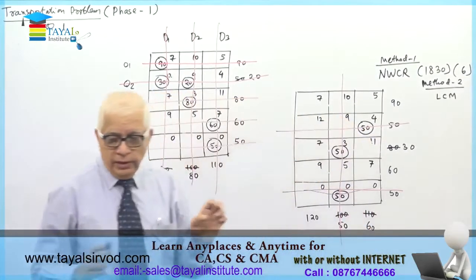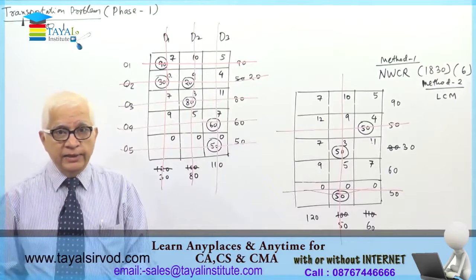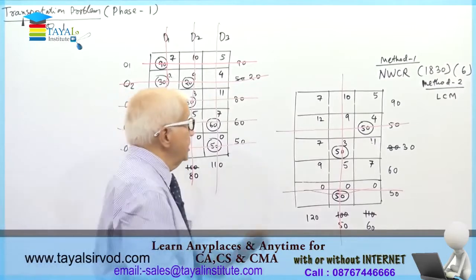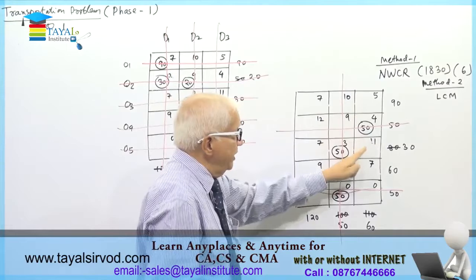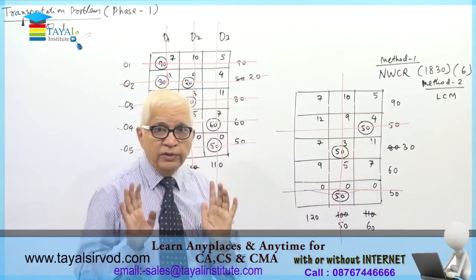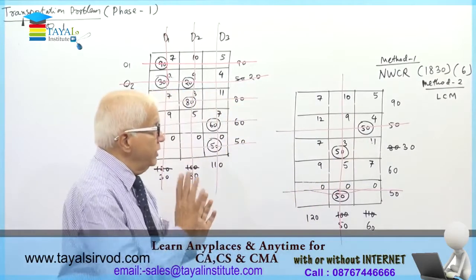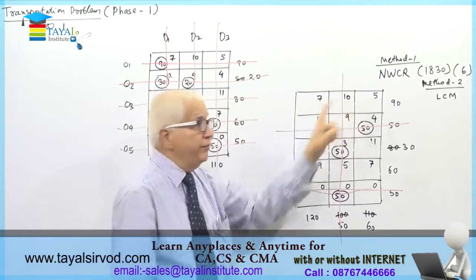Okay. Now look at the remaining matrix. What are the costs? 7, 7, 9, 5, 11, 7. Look at only the cells which are not yet deleted. So out of this, the lowest cost is here, 5.